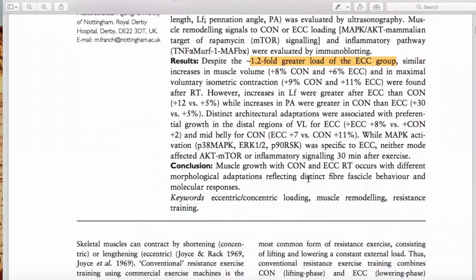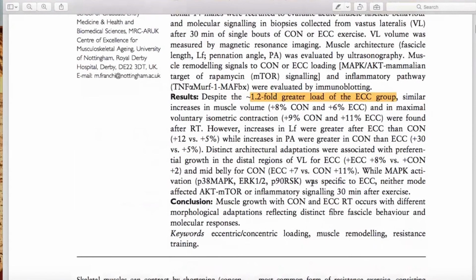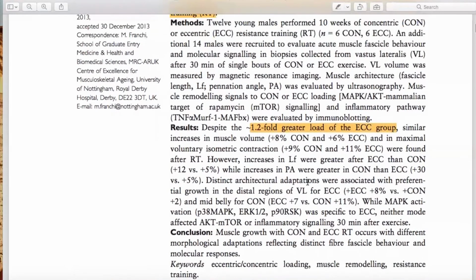What we found is that the muscle growth with concentric and eccentric resistance training after 10 weeks of training was similar, but it occurred with different morphological and architectural adaptations, which reflected distinct fiber fascicle behavior and molecular responses, which could potentially be linked to these different adaptations.